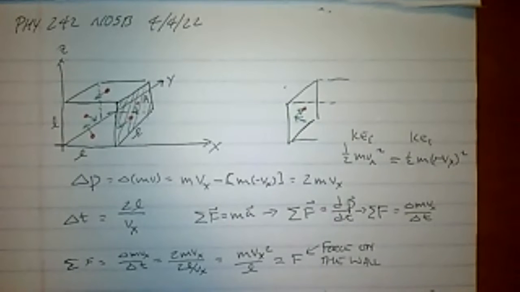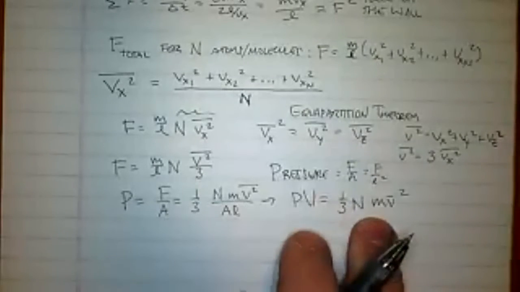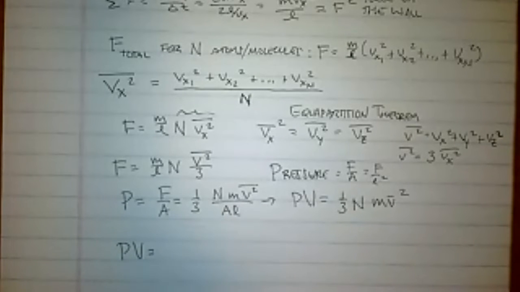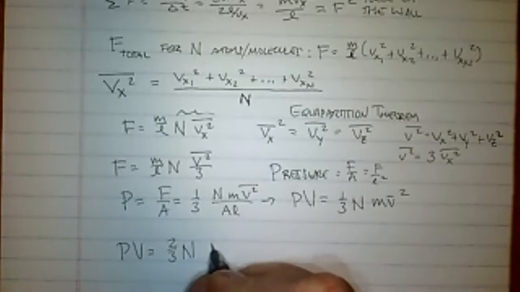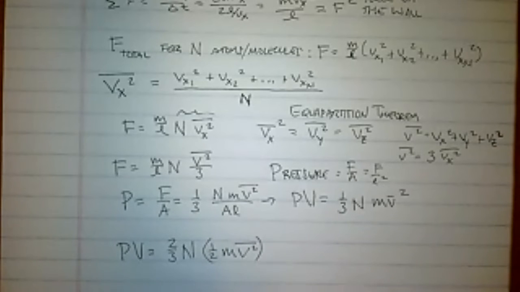Now that m v squared is really nice, but it's not really something we're used to. That m v squared has no physical meaning, but if I multiply by 2 and divide by 2, I could get something cool. I can say PV is equal to 2/3 N, there's me multiplying by 2, times 1/2 m v squared bar.